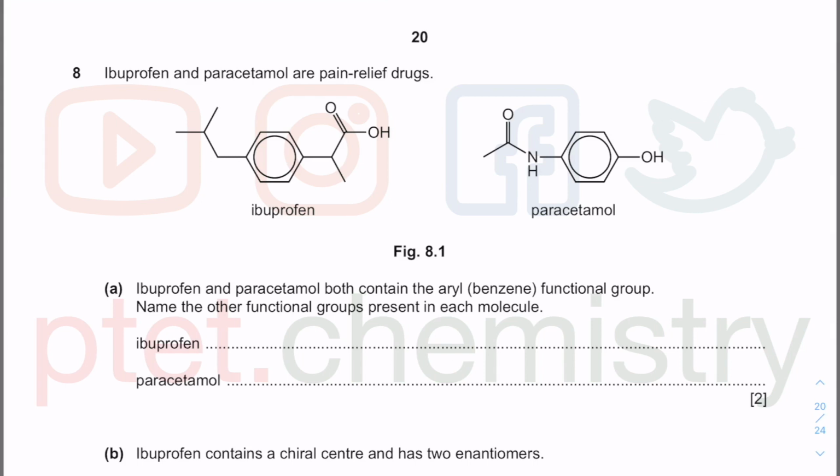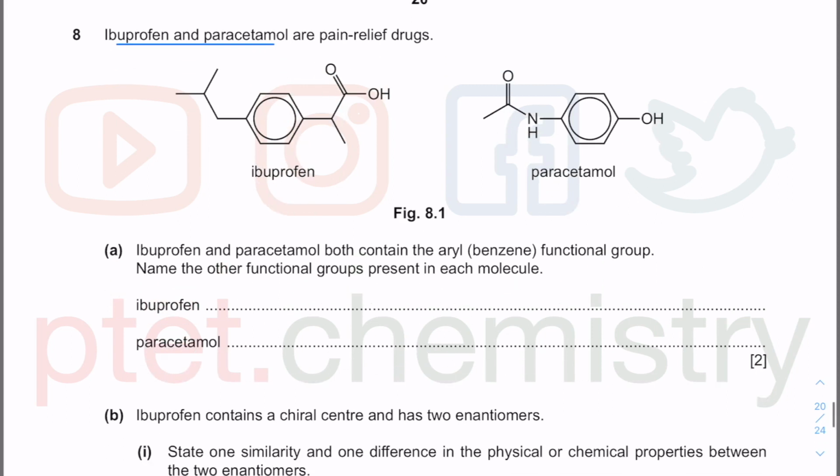So in this question, we have ibuprofen and paracetamol. They're both pain-relieving drugs, obviously. In the context of COVID, they have said that paracetamol actually helps to relieve the fever caused by the COVID pandemic. Anyway, ibuprofen and paracetamol both contain the aryl or the benzene functional group.